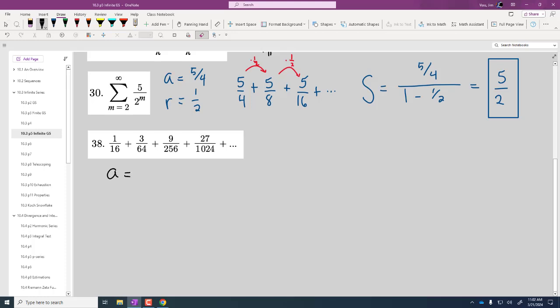So this one, A is 1/16. We just grab that very first term. So if it's in expanded form, it's especially easy to see A. And then the common ratio.